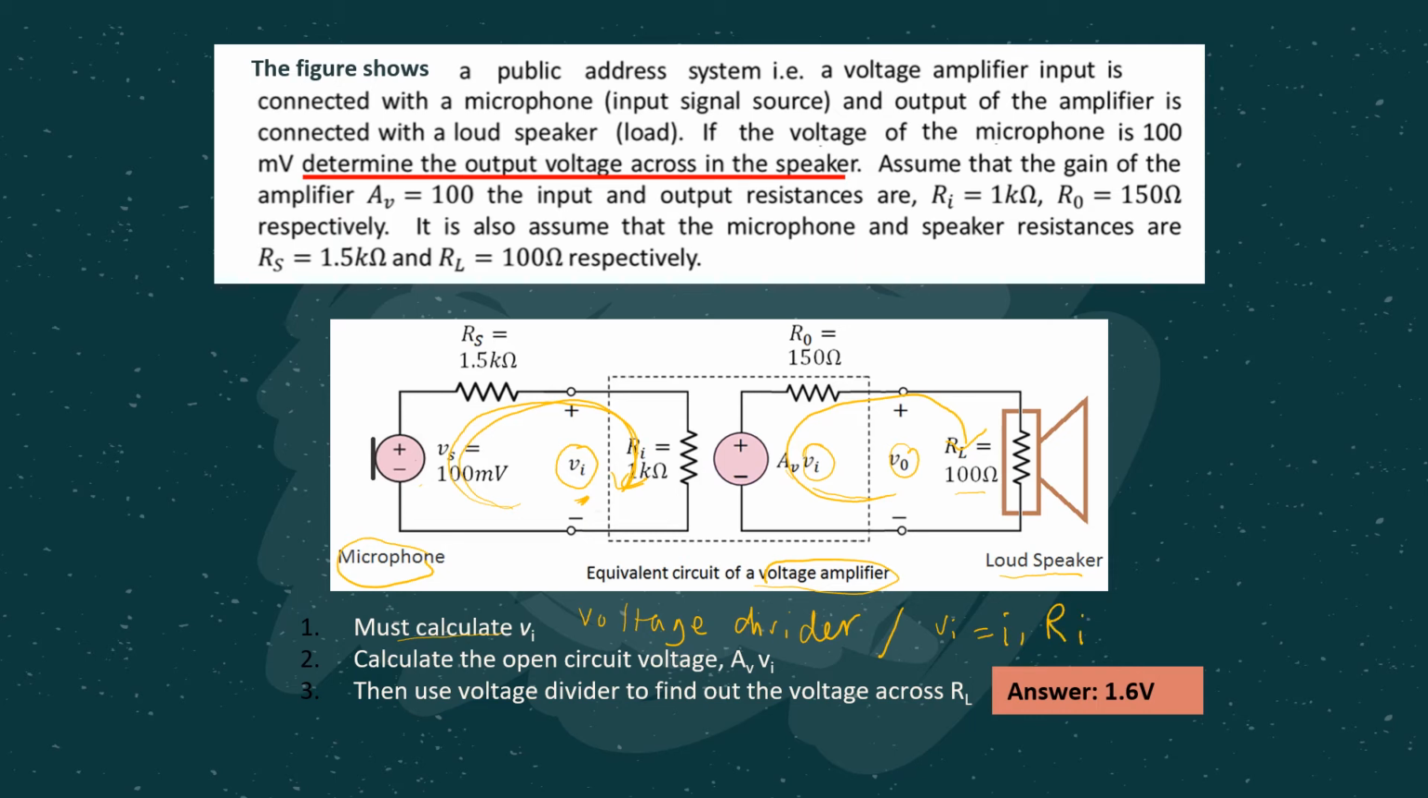Once you find the Vi value, remember in this case AV is given as 100, so then you can find AVVI here.